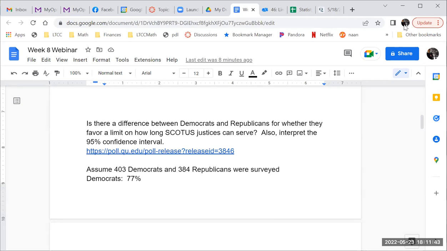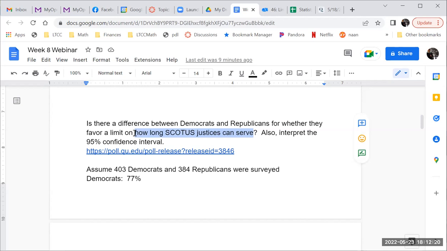So here we go. Is there a difference between Democrats and Republicans for whether they favor a limit on how long SCOTUS, the Supreme Court of the United States, justices can serve? I think it's in the Constitution. Do you know how long a Supreme Court justice can serve now? Life. Yeah, until they die. And by the way, after you die, you can't serve anymore.